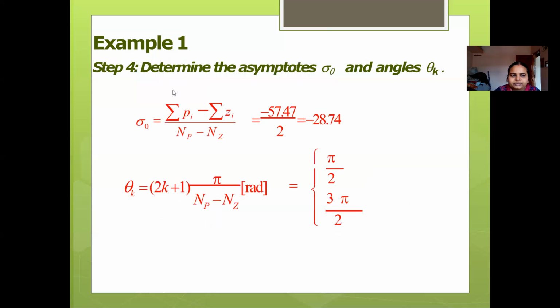Then determine the asymptotes and also the angle. Sigma naught, you just substitute here, and we get minus 28.74. With the angle theta k, there are two angles you will get: pi by 2 and 3 pi by 2. Or else you can convert it to degrees, which makes it easier to draw in a graph.